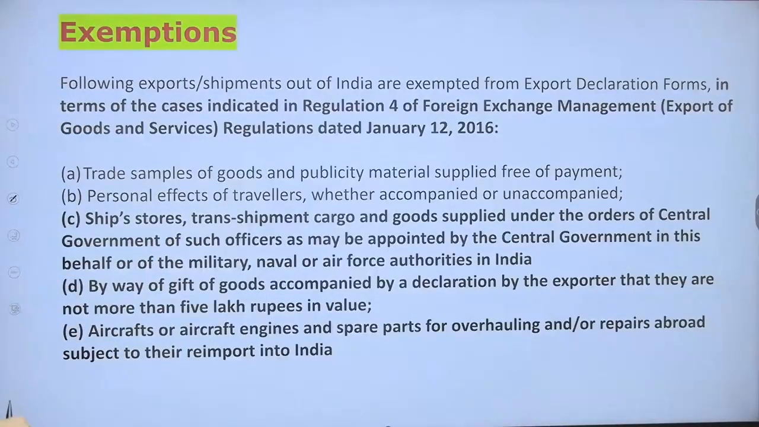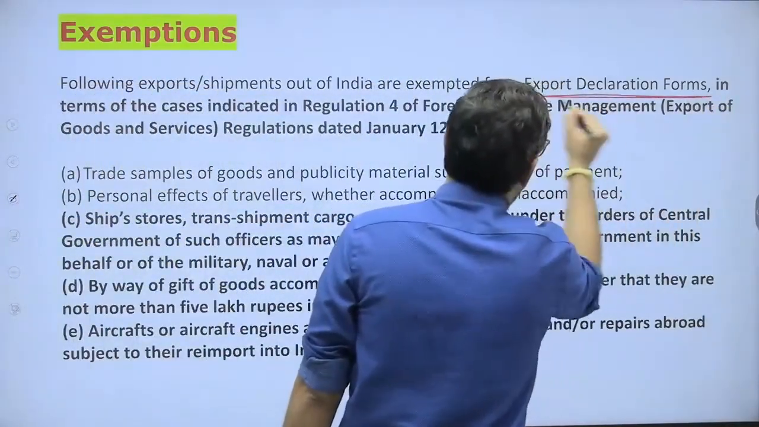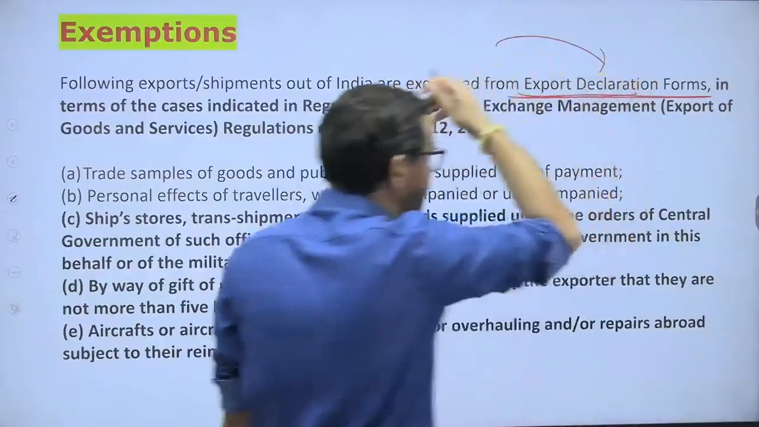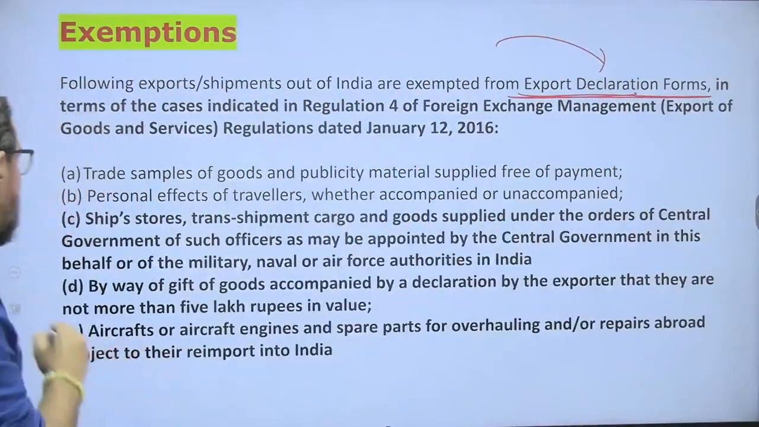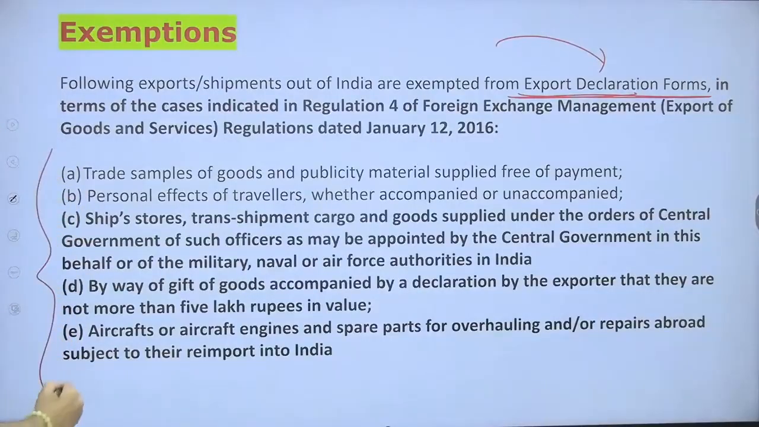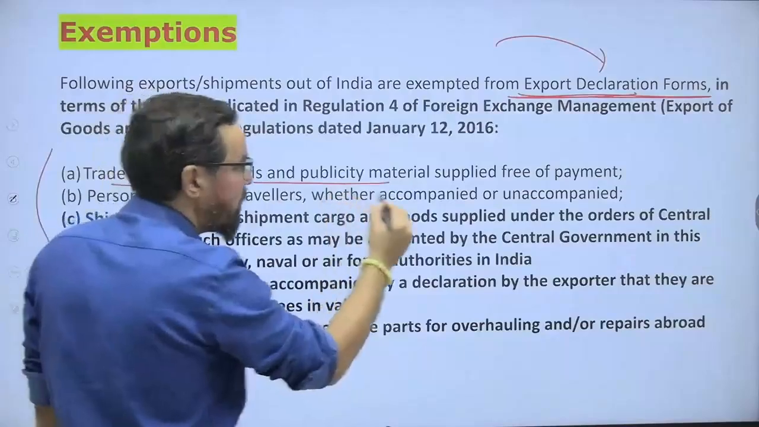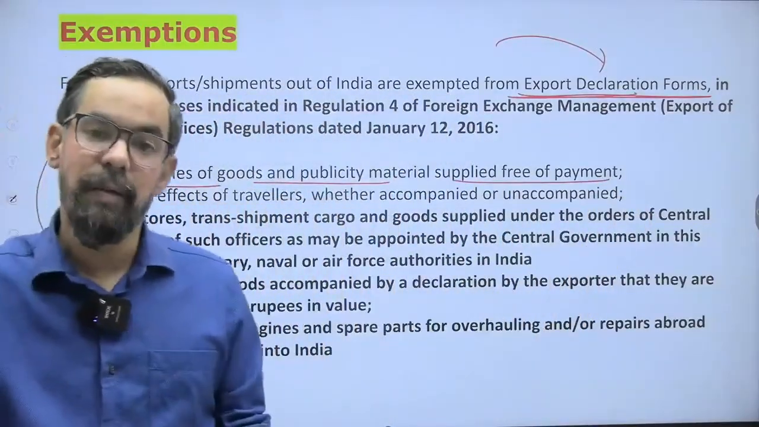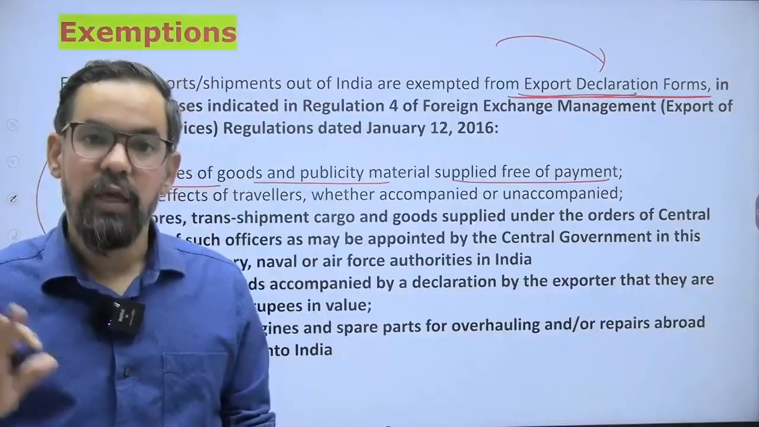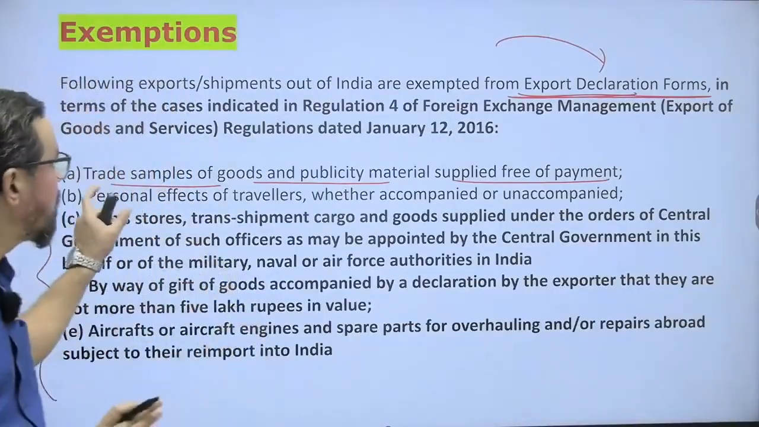Okay, now following are the areas where we do not have to fill the export declaration form, okay. So these are the areas where you do not have to fill the EDF form. Okay, this gets asked so many times, so you have to remember this particular one. Okay, trade samples of goods and publicity material supplied free of payment. So let's say you are sending some samples to another country for free. In that case, you do not have to fill the EDF form. Okay, so that is the one.